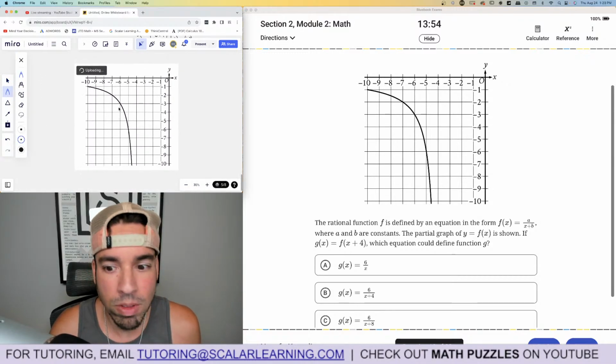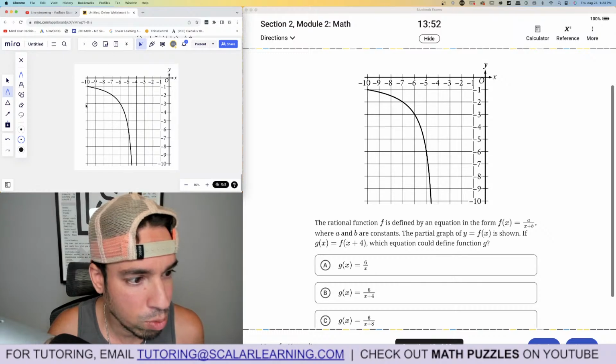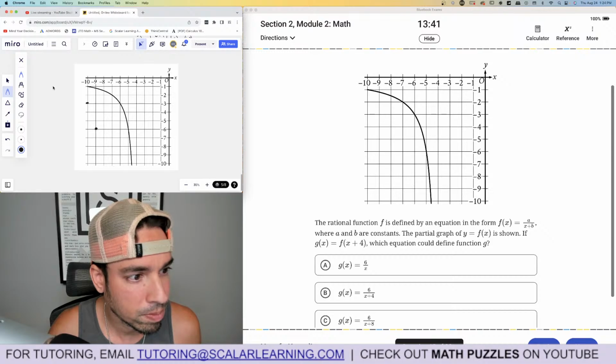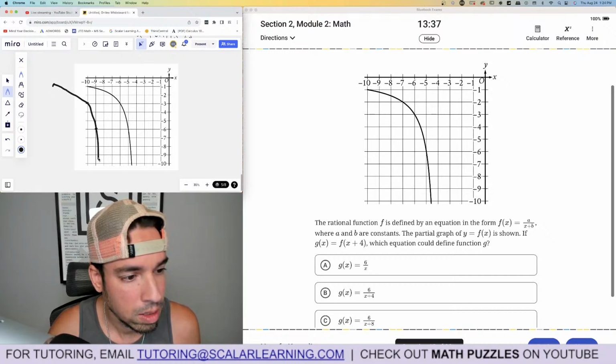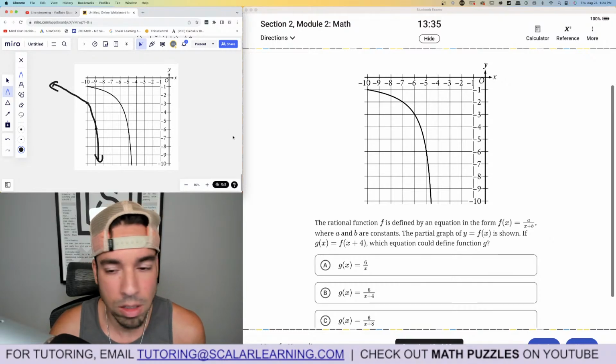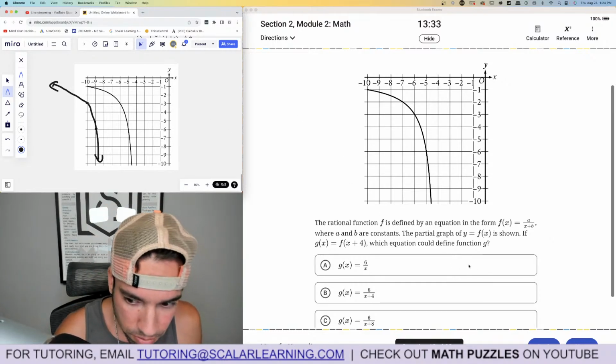So if we shift it, the plus 4 shifts it 4 to the left. So that point is now going to be here. Wait, let's see if we do bigger. That point's going to be there. This point is going to be here. You see what I mean? And then like out here. So it's kind of like this and like this. Okay. Anyways, which equation could define g?